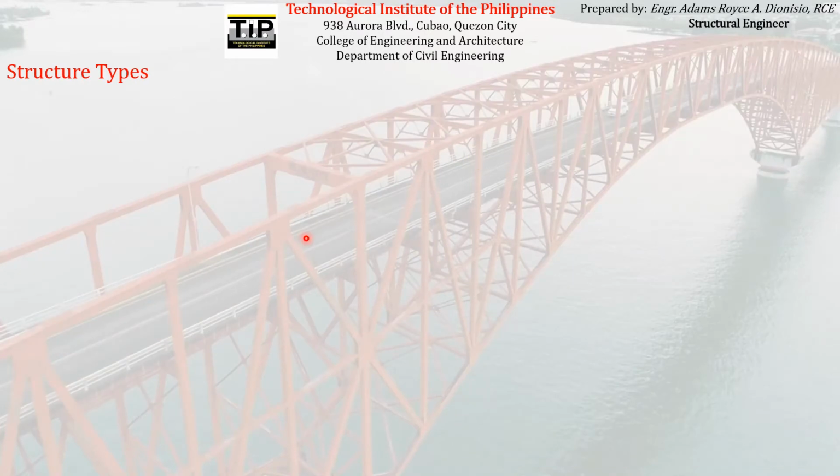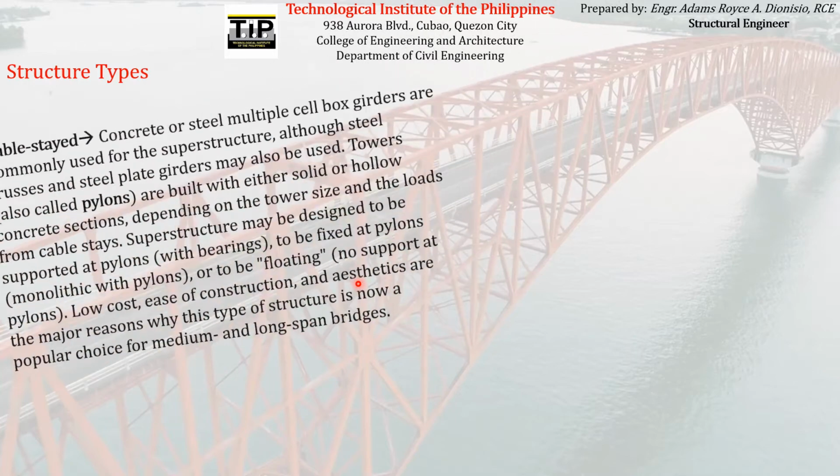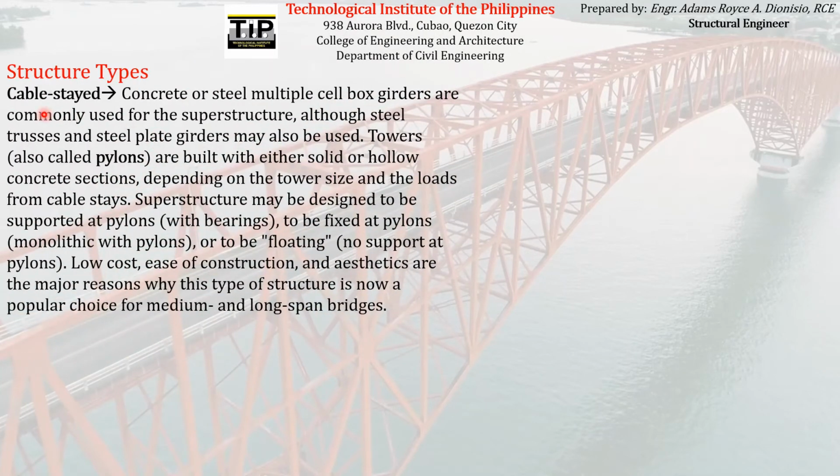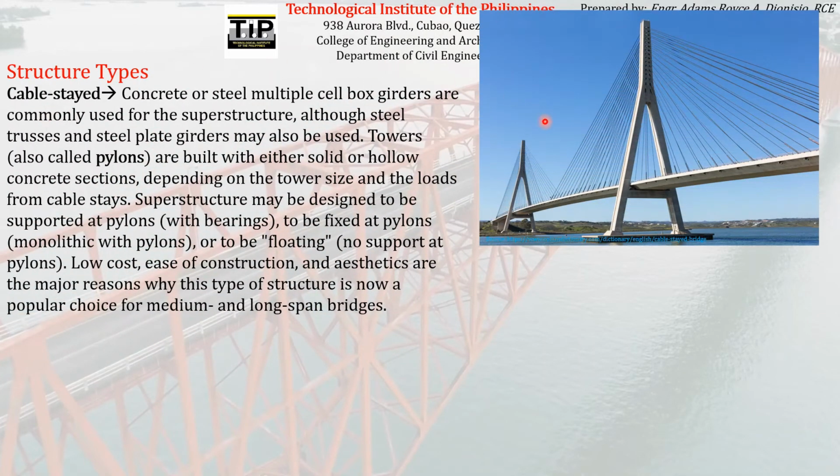So another type of bridge structure that is constructed in a highway bridge site is what we call cable stayed. So cable stayed type of bridge structure looks something like this. Concrete or steel multiple cell box girders are commonly used for the superstructure of cable stayed type bridge structures. Although steel trusses and steel plate girders may also be used.